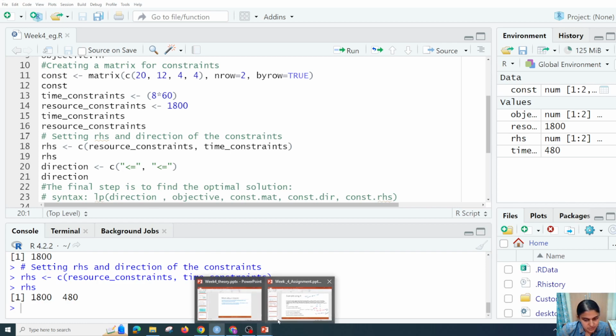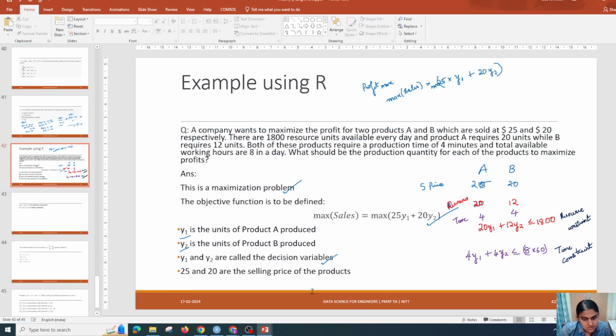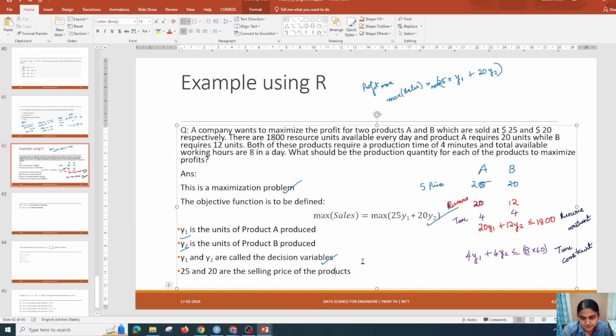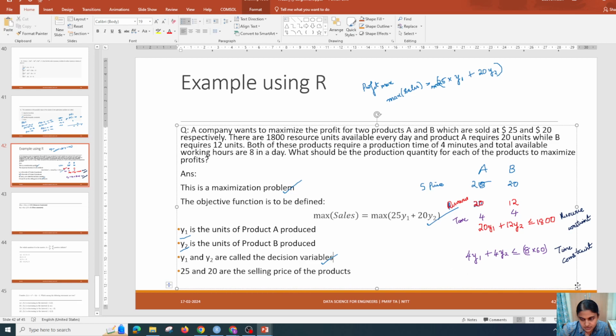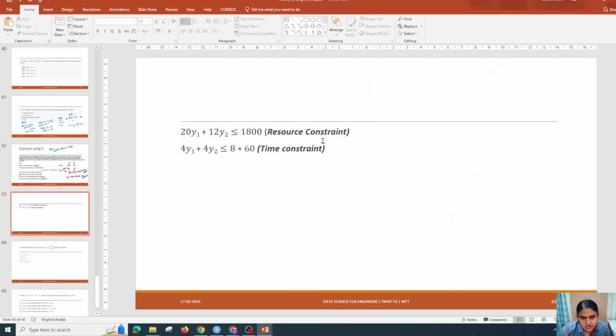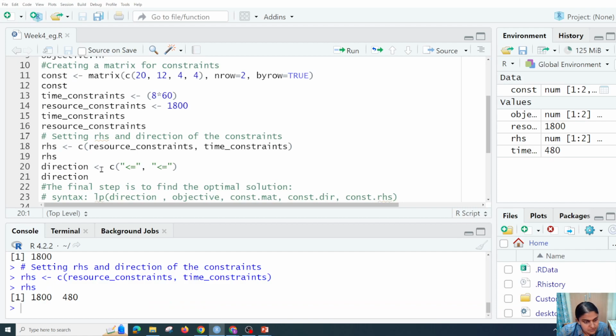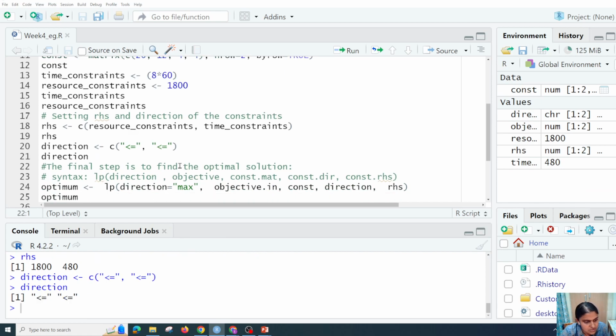Now I am giving the direction. In the problem, the constraints were given as less than or equal to 1800 and less than or equal to 480 minutes. Because of that I am giving the direction as a list of less than or equal to and less than or equal to. So you can see the direction: less than or equal to, less than or equal to. Then the final step is to find the optimal solution.